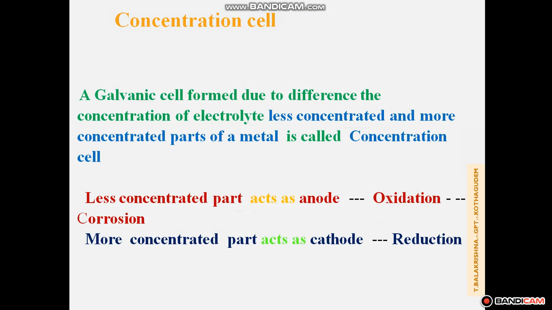So students, what is the definition of concentration cell? The cell is formed due to the difference in the concentration. The same metal, one part is more exposed, one part is less exposed. The less exposed part acts as anode, undergoes oxidation, that is nothing but corrosion. The more concentrated part acts as a cathode, and the reduction reaction takes place at that part.